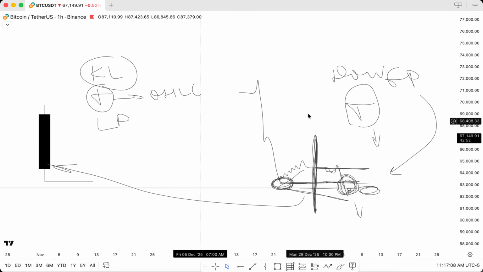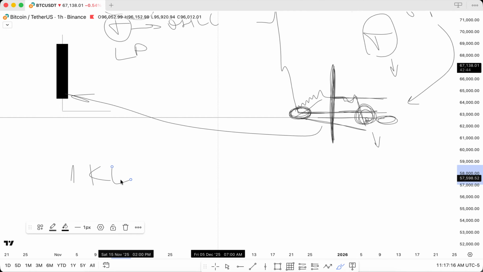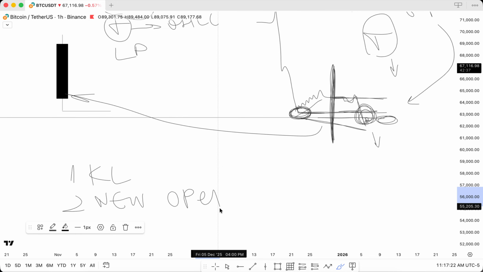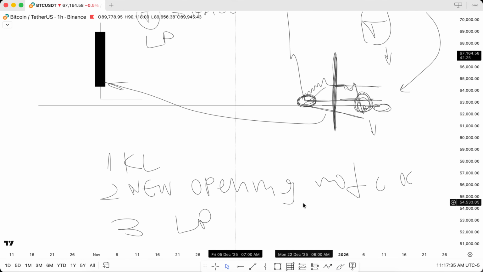Now, take it in your notes, drop this out, add your things, meaning type in your notebook. First, I need a key level. Second, I need to enter at a new opening, not the closing of an old candle. And third, a liquidity pool. This is it. This is everything you need.